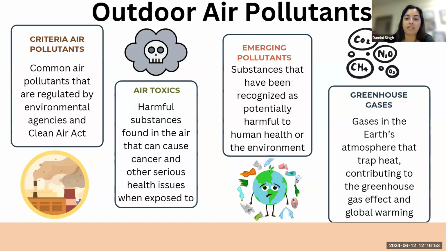So now we're going to talk about some outdoor air pollutants. So first, there are criteria air pollutants, which are common air pollutants that government agencies and the Clean Air Act regulate. And later, we'll look at six criteria air pollutants. There are also air toxics, which are toxic air pollutants or hazardous air pollutants, and these can cause cancer or other serious health effects, even reproductive effects, environmental effects, or ecological effects. And we'll look at a few air toxics on the next slides.